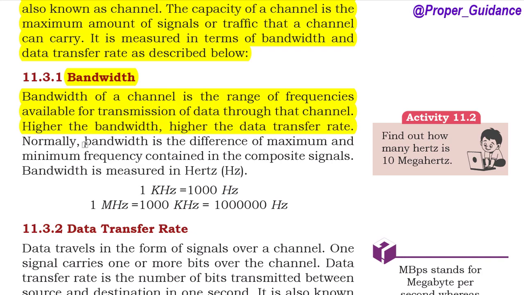Normally, bandwidth is the difference of maximum and minimum frequency contained in the composite signals. Bandwidth is measured in hertz. 1 kilohertz equals 1000 hertz.